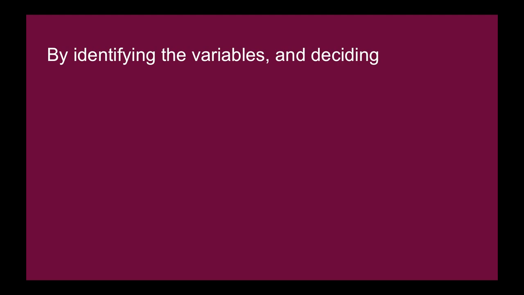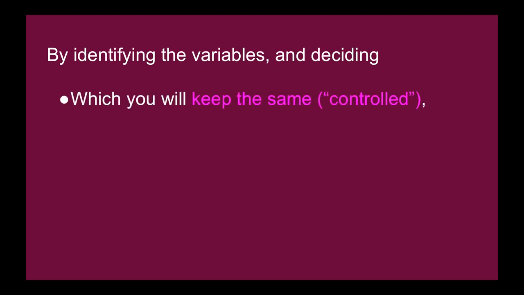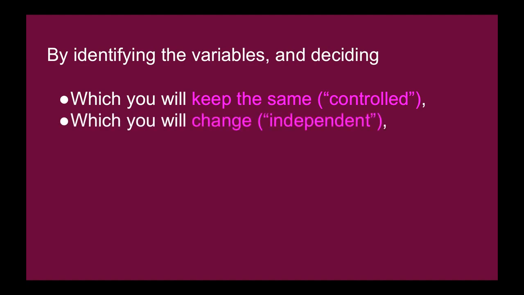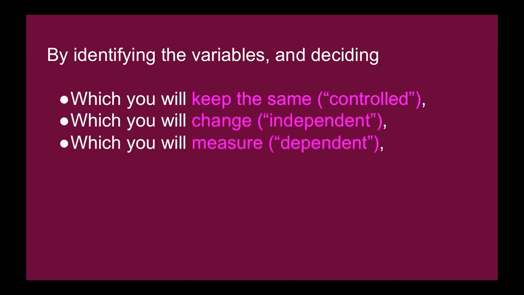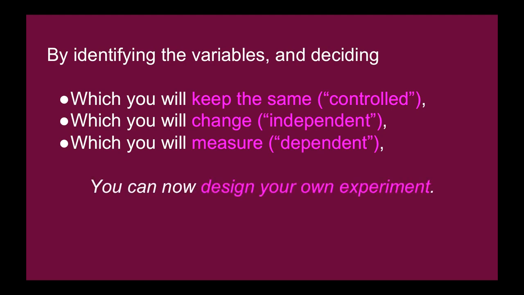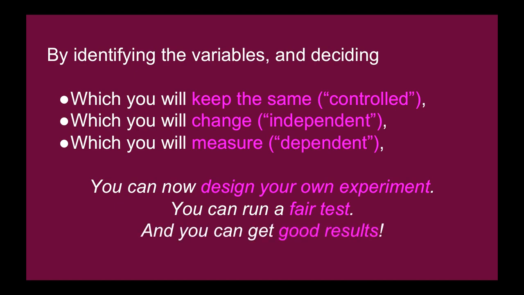By identifying the variables and deciding which you will keep the same, which are the controlled variables, which you will change, which is the independent variable, and which you will measure, which is the dependent variable, you can now design your own experiment. You can run a fair test, and you can get good results.